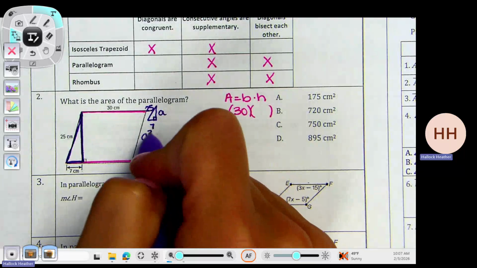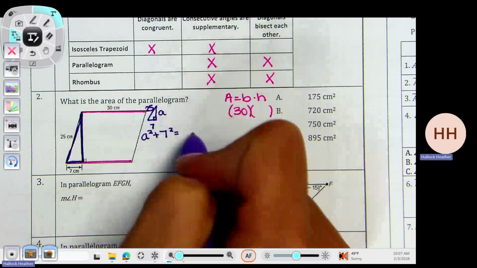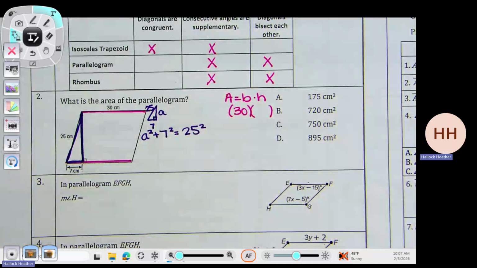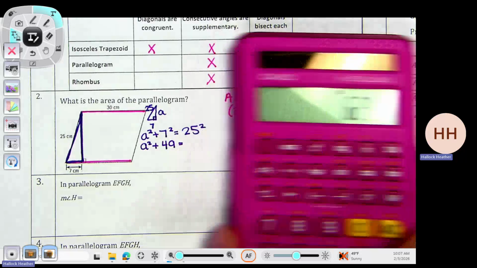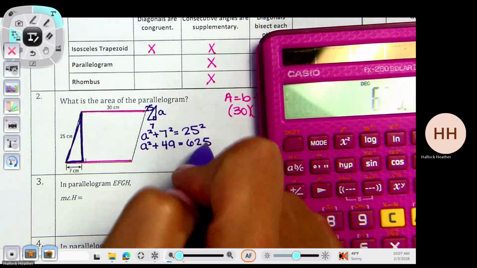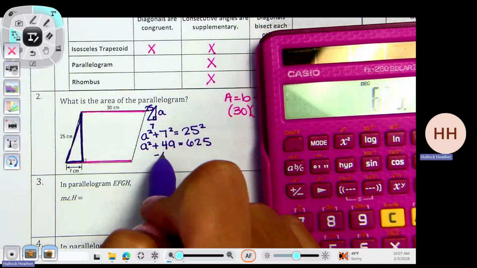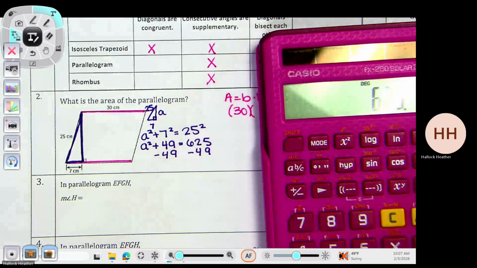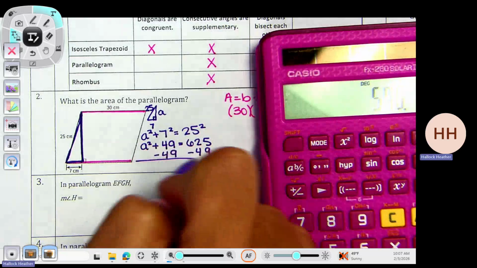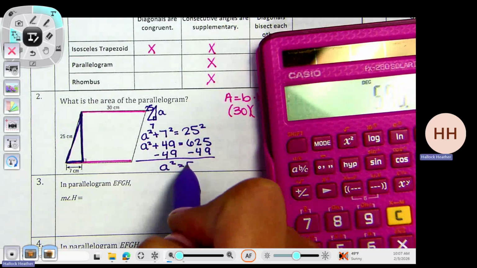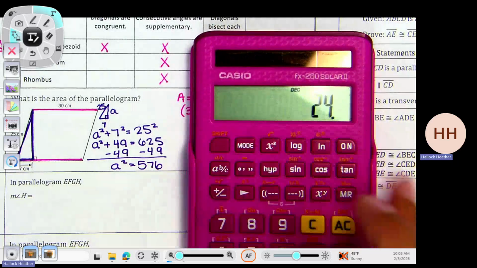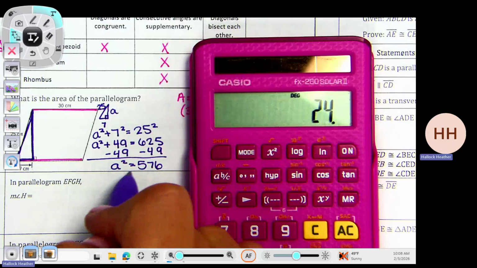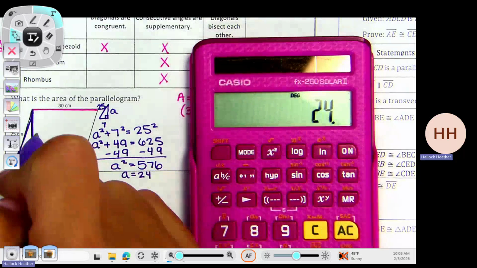We're going to do a squared plus 7 squared equals the hypotenuse, which is 25 squared. So 7 squared is 49. I don't know what 25 squared is off the top of my head, so let's do that. 625. I'm going to minus 49 from both sides. So a squared is 576. And then don't forget to square root it. Shift square root. So we get exactly 24, which is nice. So the height is 24.